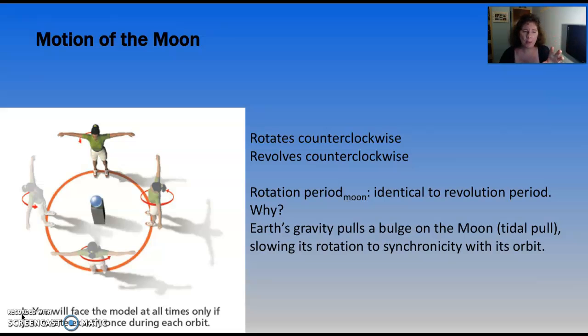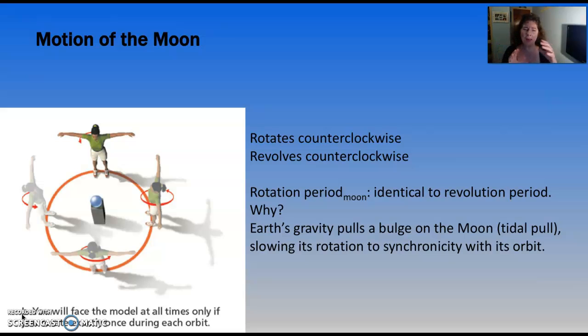This graphic will help you to understand it, and I would recommend that you go and work on this with an object in the middle of your room so you can understand it if you are spatially challenged. What you're saying is that you will face the model at all times only if you rotate exactly once during each orbit of the object. So it's a very slow rotation as you revolve. I really recommend that you do this one time in your room and you will get it right off the top.